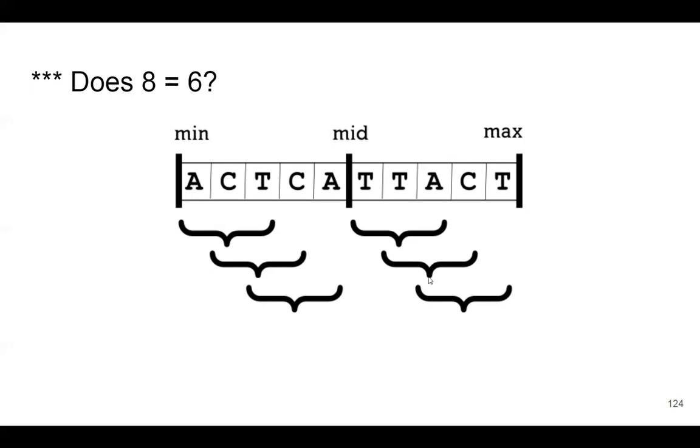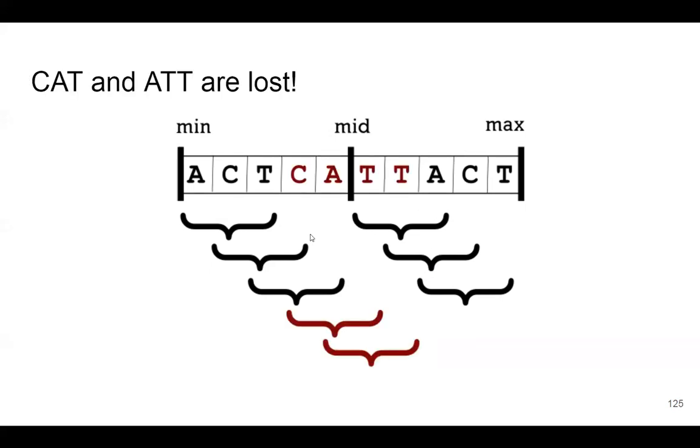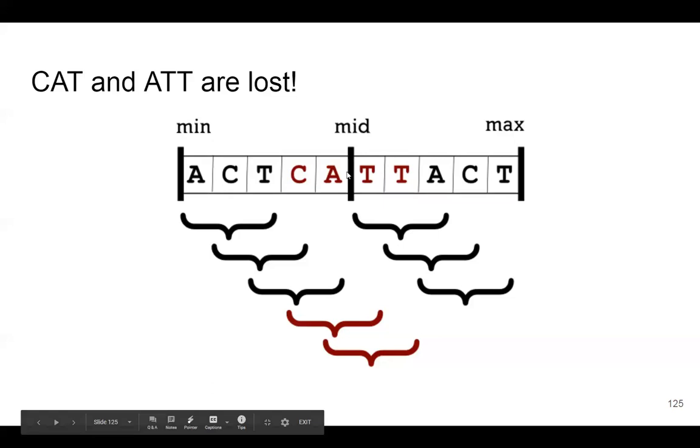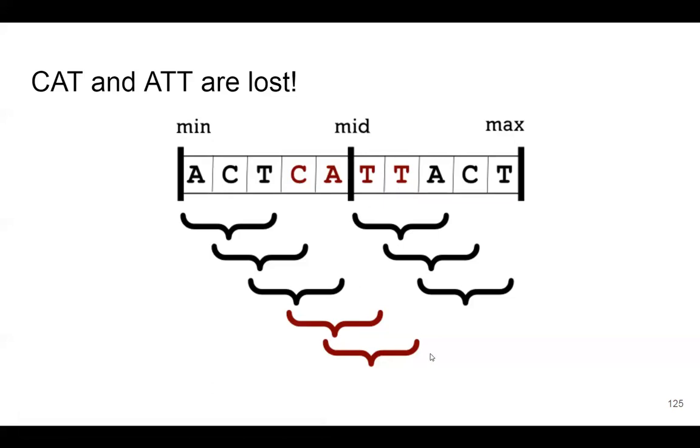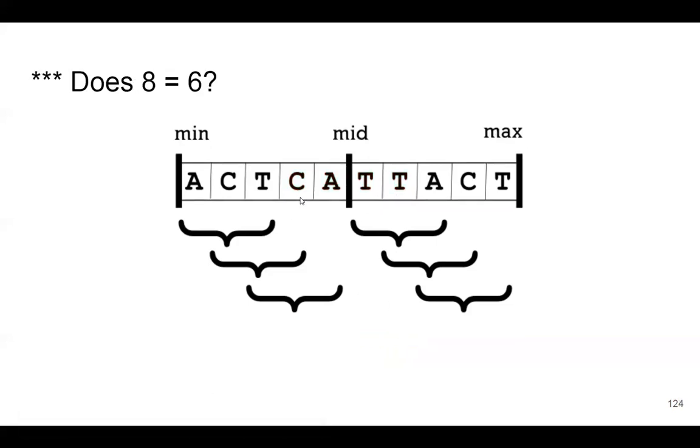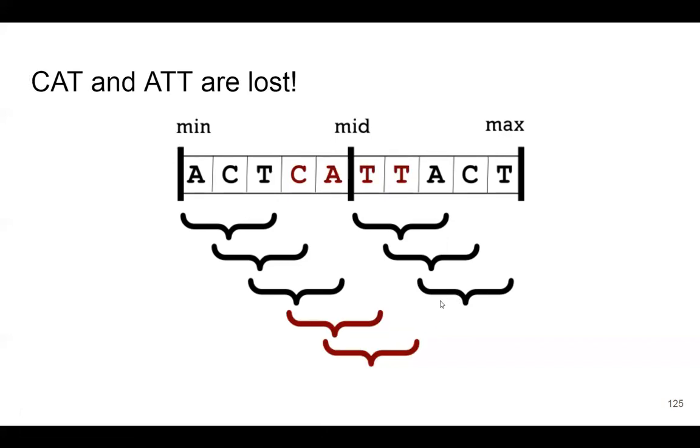No, it doesn't. So what happened here is these Kmers right here, CAT and ATT, are lost, right? By approaching it this way, where we sliced up the whole thing and then did the n minus k plus 1 trick on these slices, we've lost these guys in the middle, right?